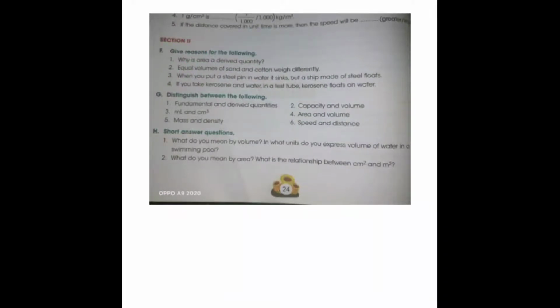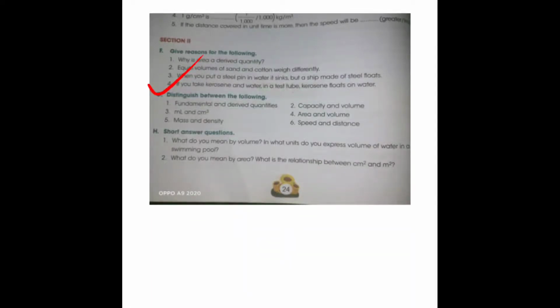So next you have: if you take kerosene and water in a test tube, kerosene floats on water. So you write the density of kerosene is less than that of water, so it floats on the top of water.